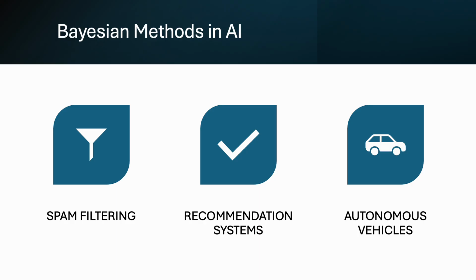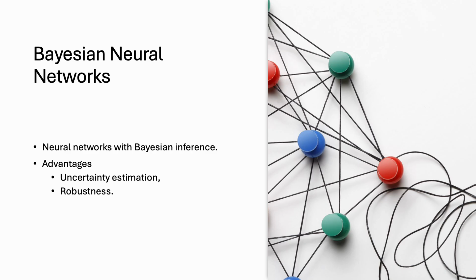Bayesian methods in artificial intelligence: spam filtering, as we discussed in quite depth, recommendation systems on Amazon or Facebook or eBay, autonomous vehicles, Tesla and Waymo and Baidu and all that jazz. The Bayesian neural networks: neural networks with Bayesian inference, the advantages are uncertainty estimation and robustness. Let's look into this with an example.